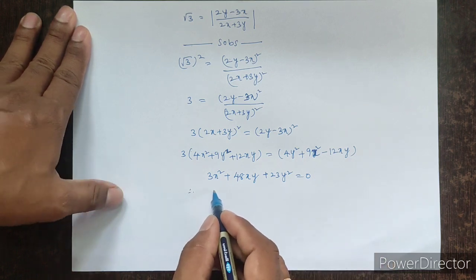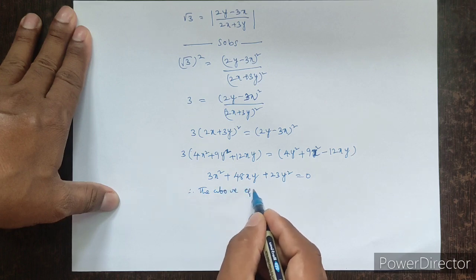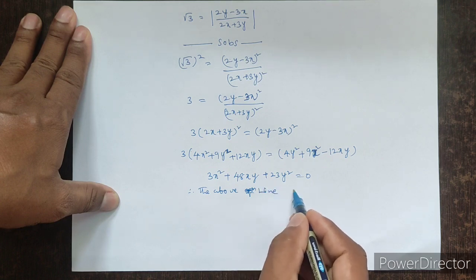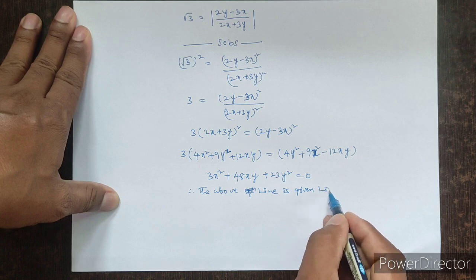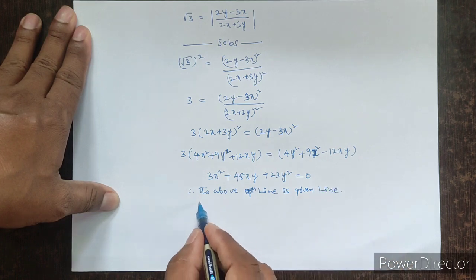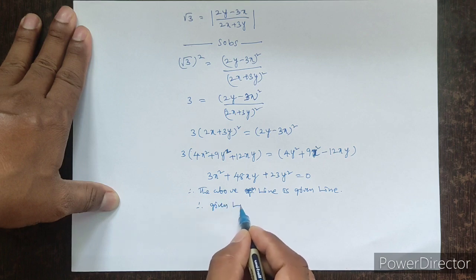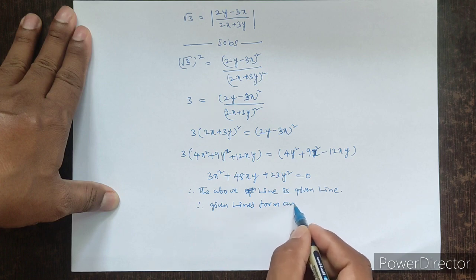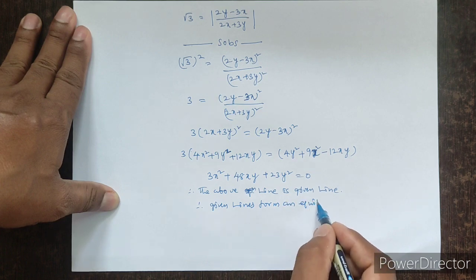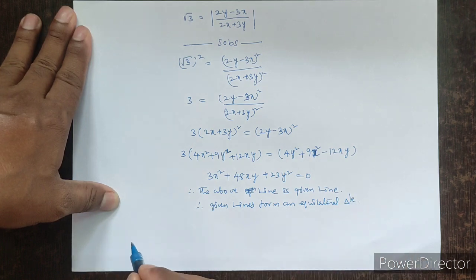Therefore the above equation represents the pair of lines, and the other line is the given line. Therefore the given lines form an equilateral triangle.